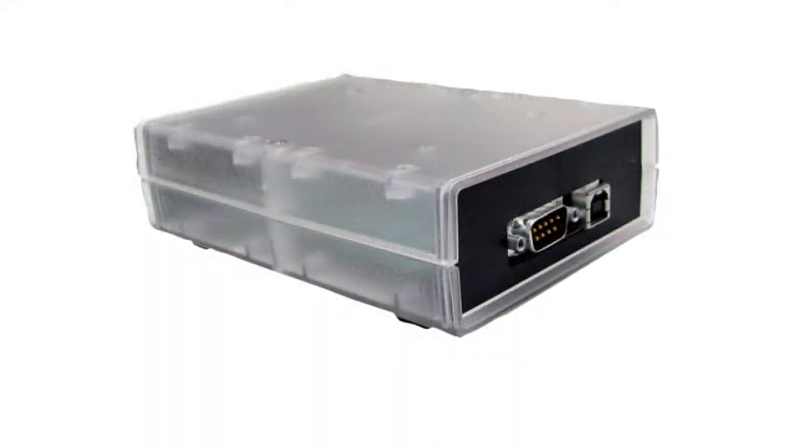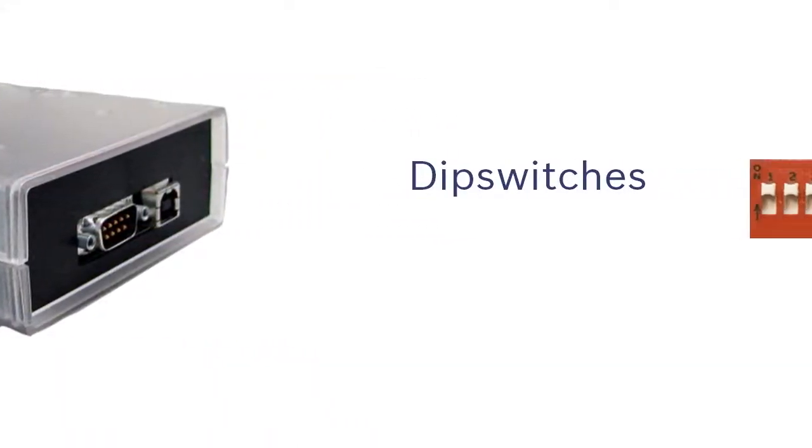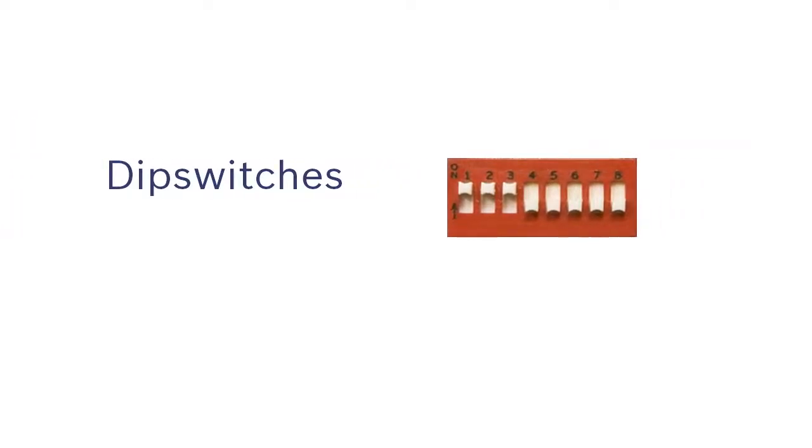Next, configure the DIP switches to properly address the interface module. Because we are connecting to a 9000 series panel, we will set the DIP switches for address 88.